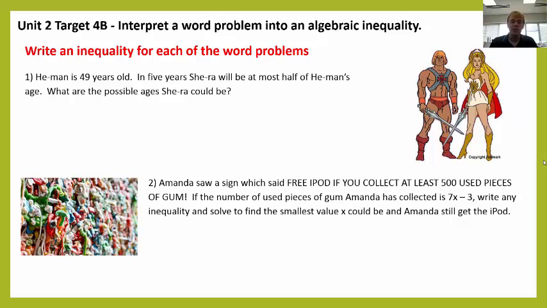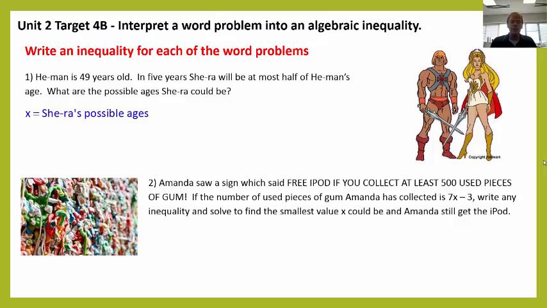He-Man is 49 years old, and in 5 years, She-Ra will be at most half of He-Man's age. What are the possible ages She-Ra could be? Well, the first thing we need to know is what is our variable? What is our unknown amount here? Well, that is She-Ra's possible ages, right? That's x. How old could she be? We don't know. That's our variable.